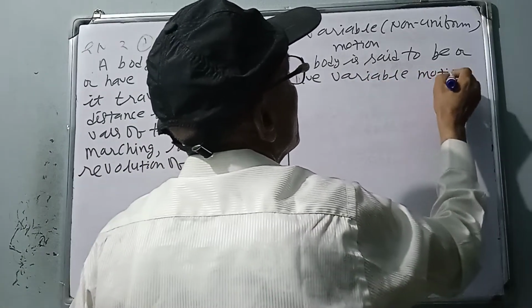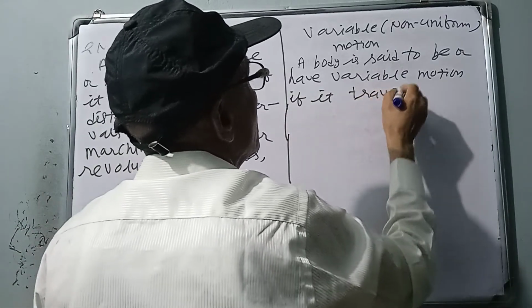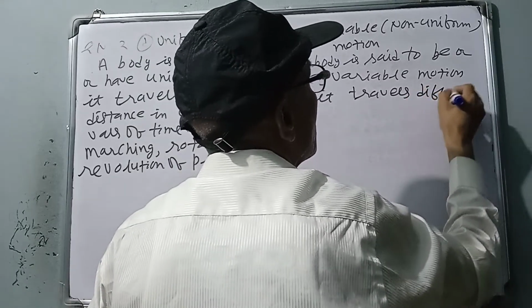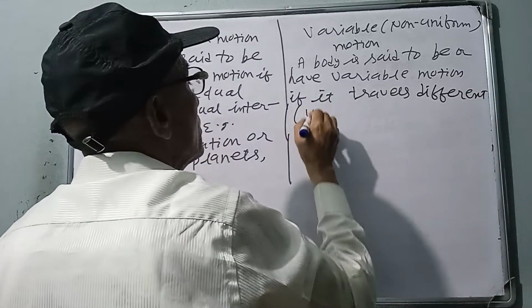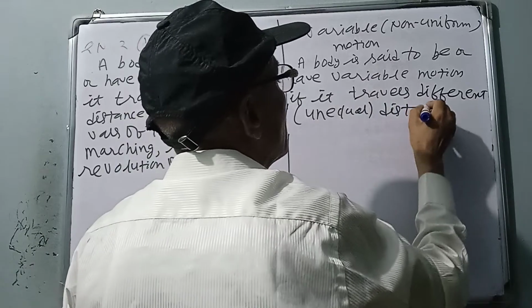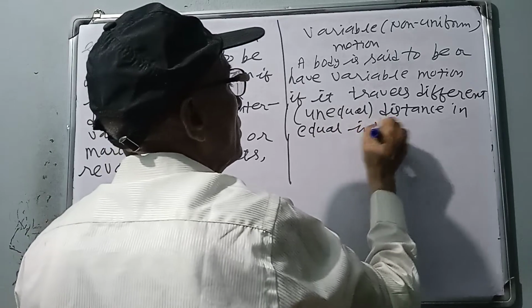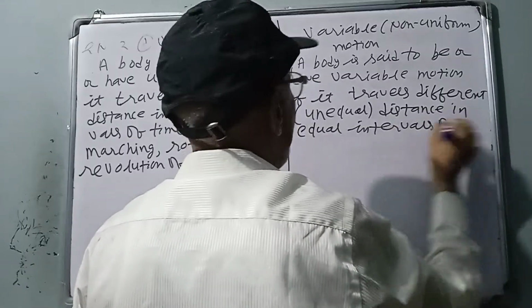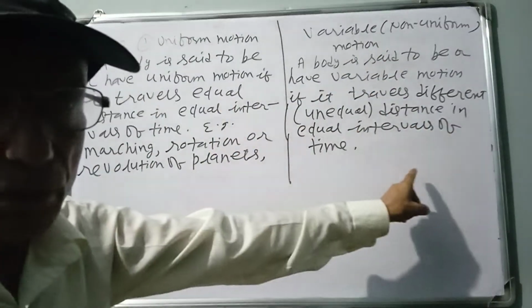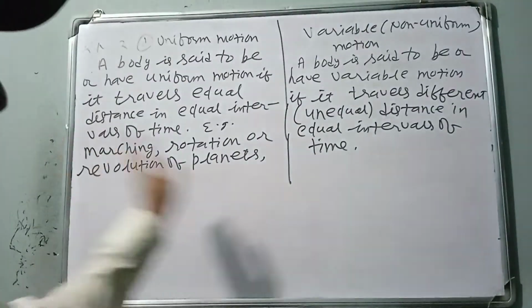Variable motion if it travels unequal distances or different distances. Different means unequal distance in equal intervals of time. सेम टाइममा पनि यो के हुन्छ फरक फरक दूरी पार गर्छ. टाइम इज सेम बट डिस्टेन्स ट्राभल इज डिफरेंट.